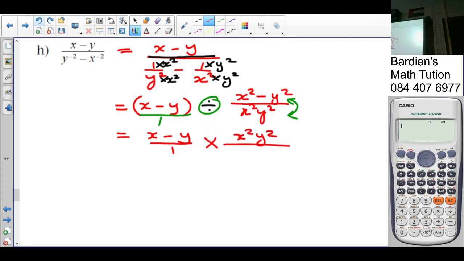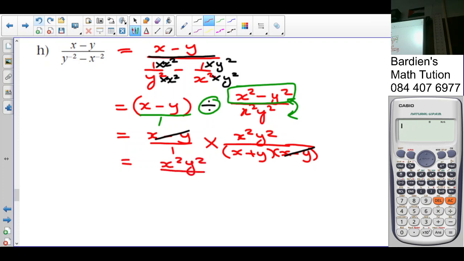People, what can happen to the top here? What type of factorization is there? Yes, difference of 2 squares. So it's x plus y, x minus y. So hang on. What can happen now? Cancel. Yes. Numerator cancels denominator. So what are we left with? X squared, y squared over x plus y.